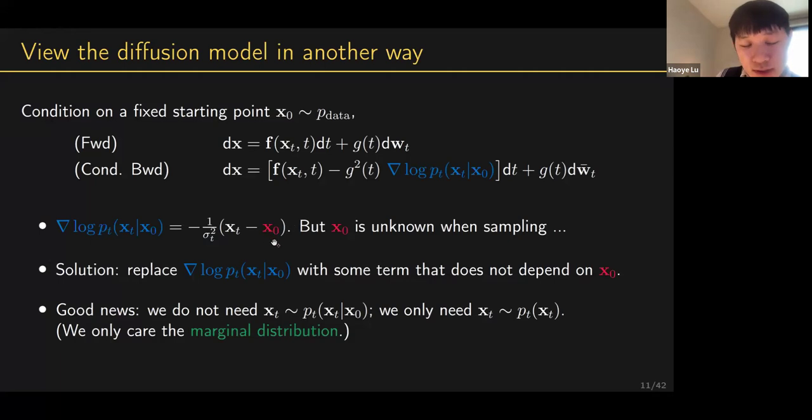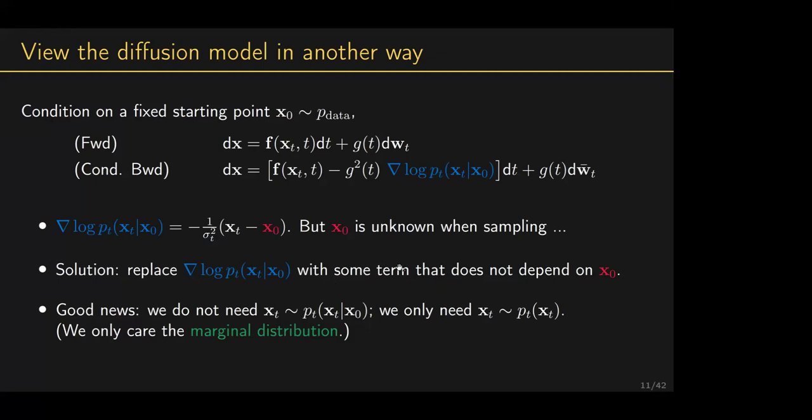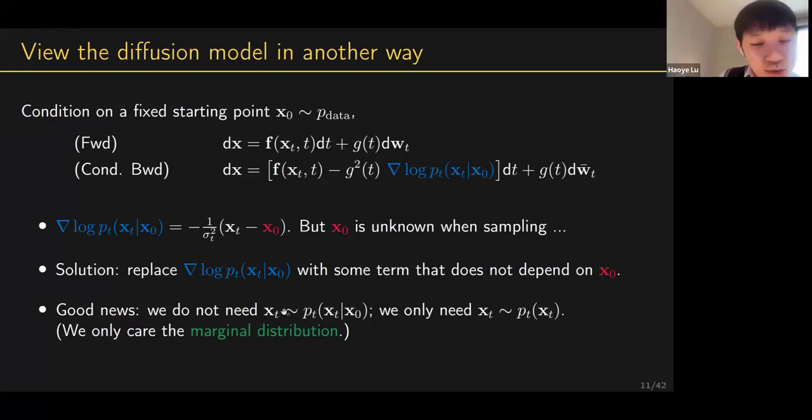So we need to deal with this x0 in some way so that the drift term no longer depends on it. What we can do is replace this conditional score with some other term that does not depend on x0. The good news is that we actually don't really care whether XT is sampled from this specific transition kernel. All we care about is that XT is sampled from the marginalized distribution.